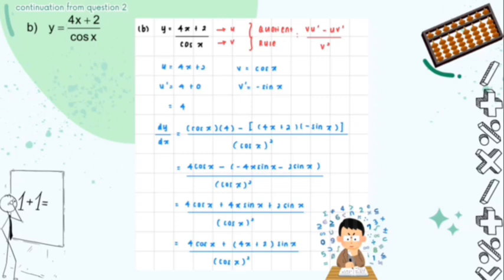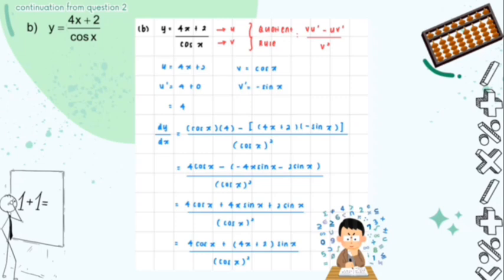First, let u equal to 4x plus 2. To get u prime, we must differentiate this value. Differentiate 4x, we get 4, and differentiate 2, we get 0. So, the value of u prime is 4. Next, let v equal to cos x. As we know, differentiate cos x, we will get negative sin x. Therefore, the value of v prime equal to negative sin x.